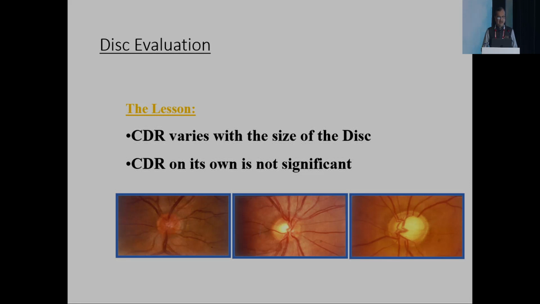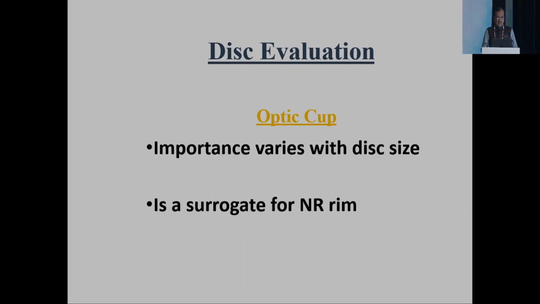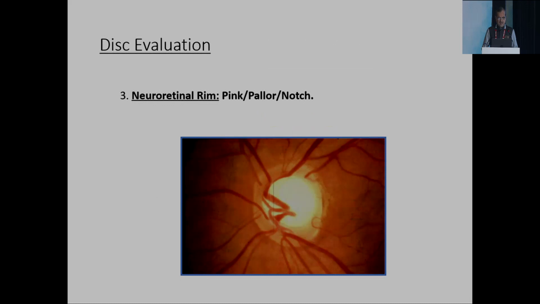If you see all the 3 discs, small, normal, and large disc, what is the lesson that we know? That cup disc ratio varies with the size of the disc. Cup disc ratio on its own is not significant. That means a large cup can be normal for a large disc, a small cup can be abnormal for a small disc. So the importance varies with the disc size. This is precisely the reason why you need to make a conclusive decision as to what is the size of the disc you are looking at, and this is a surrogate for the neuroretinal rim.